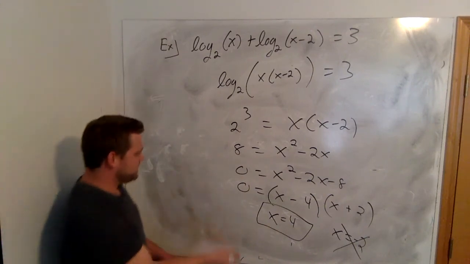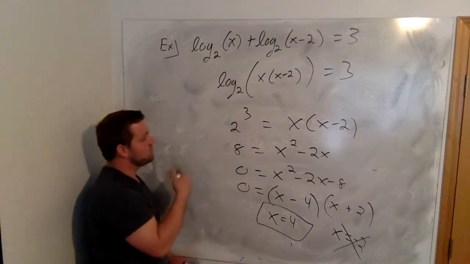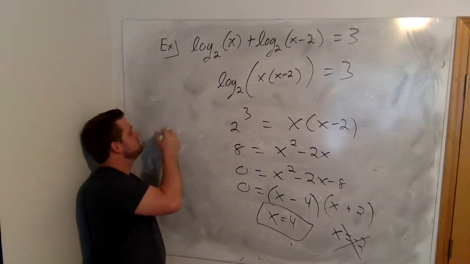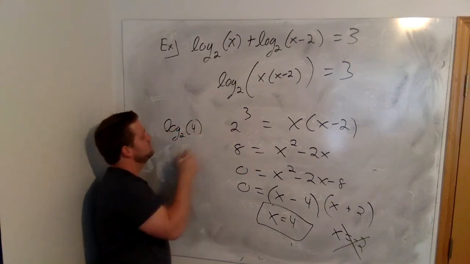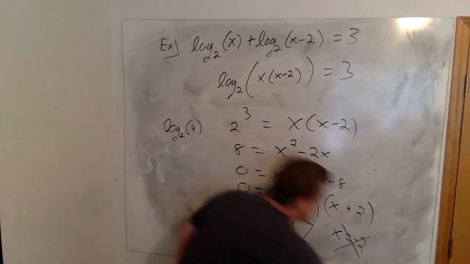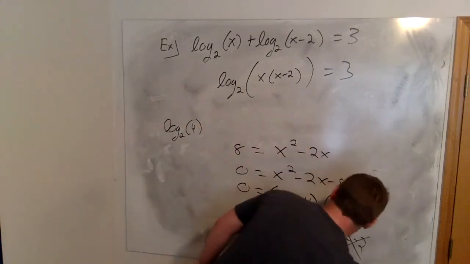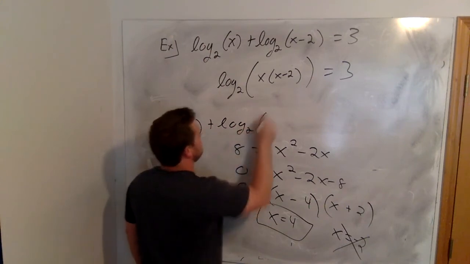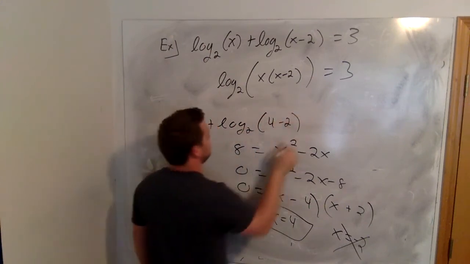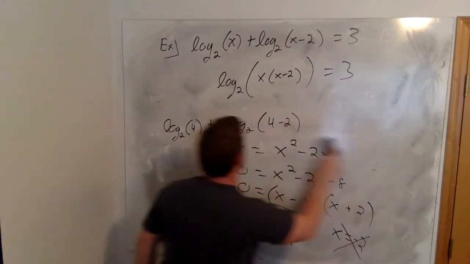And for fun, I mean, we could plug this in and chug through it for fun. Why not? Log base 2 of 4 plus log base 2 of 4 minus 2. So I'm plugging 4 in.